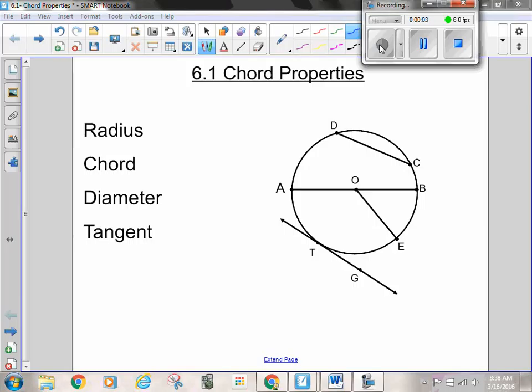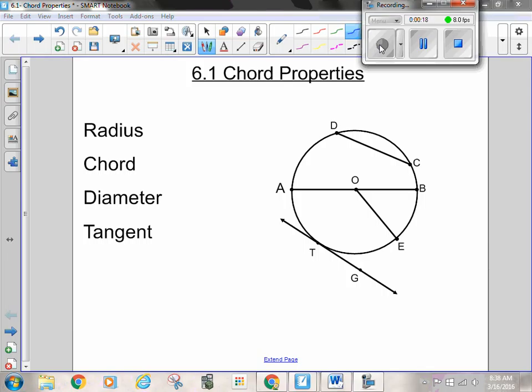All right, ladies and gentlemen, we are going to be starting Unit 6, which is all on circles. So our first little bit here is going to be some circle properties that we have learned already this year, and then that's going to help us with some chord properties.